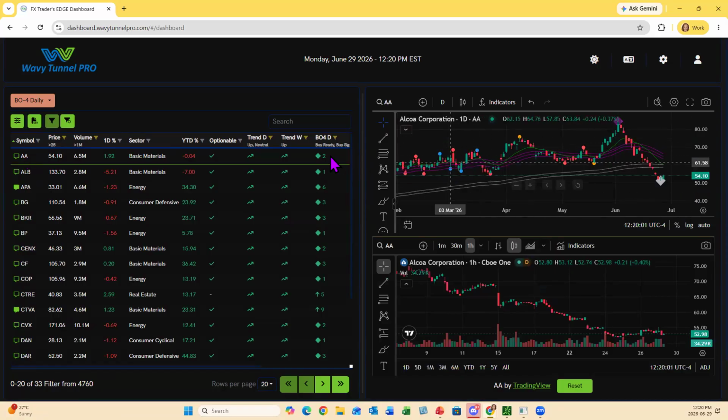Alcoa. Oh, I'm looking at the breakout 4 daily over here. So this has a 2 with a diamond next to it. When you see the diamond, it's the ready. When you see the up arrow, it means that price has closed above the filter.